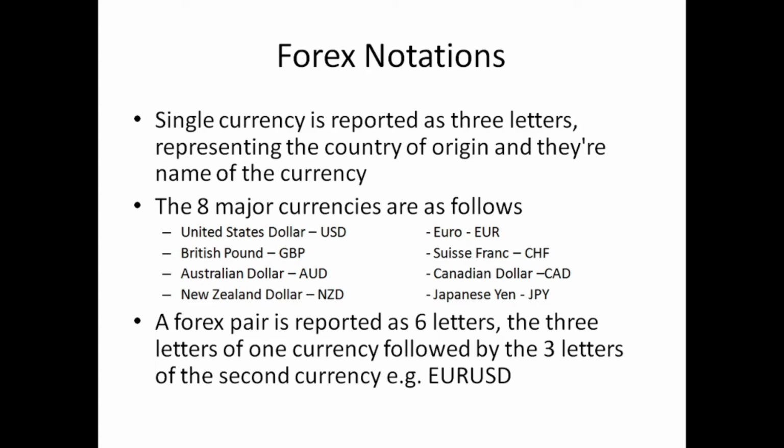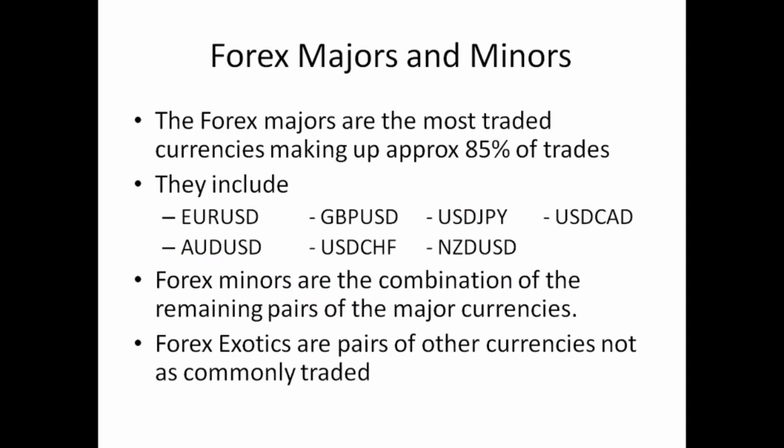These make up the major currencies on the Forex market, and a Forex pair is written down as a 6-letter symbol. So that's the first 3 letters of the base currency, and the second lot of 3 letters are the currency it's trading against. So for example, EUR/USD is the euro traded against the US dollar. From here, pairs can be further grouped into majors, minors, and exotics Forex pairs.